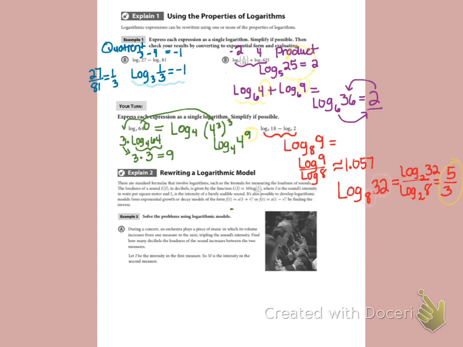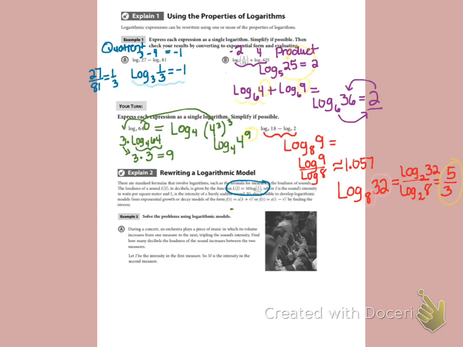So there are standard formulas that involve logarithms, such as the formula for measuring the loudness of sounds. The loudness of sound, L of I, in decibels is given by the function L of I is equal to 10 times the log of I over I sub 0, where I is the sound's intensity, whatever the sound you're trying to measure the decibels for, in watts per square meter, and I sub 0 is the intensity of a barely audible sound.